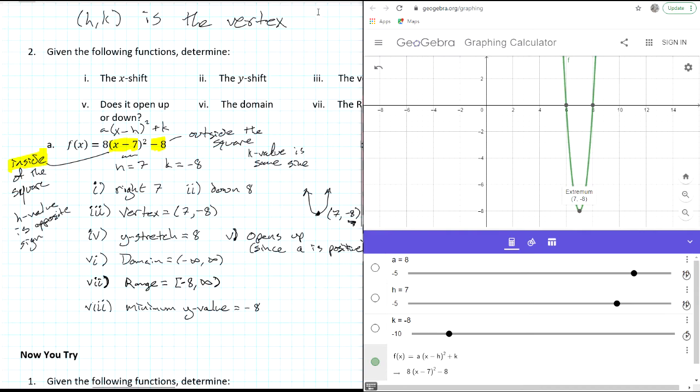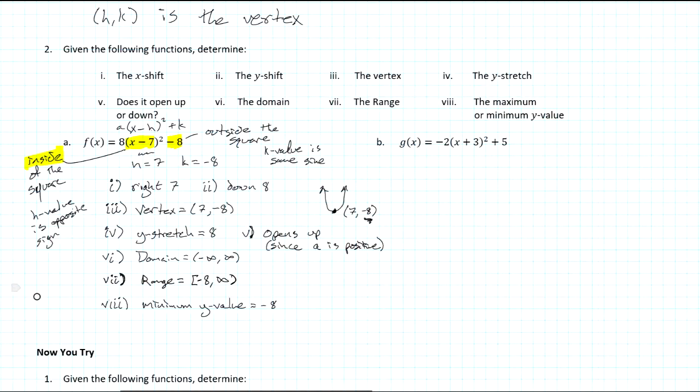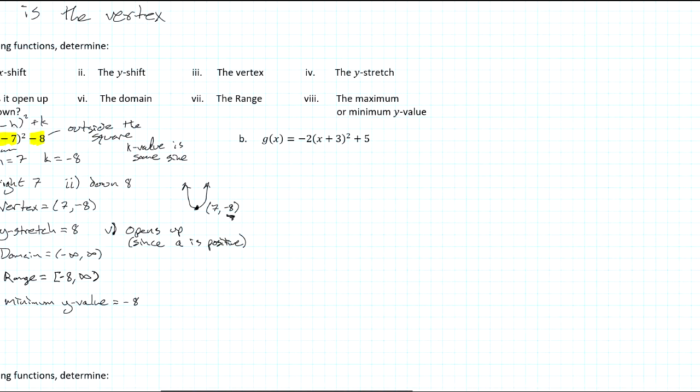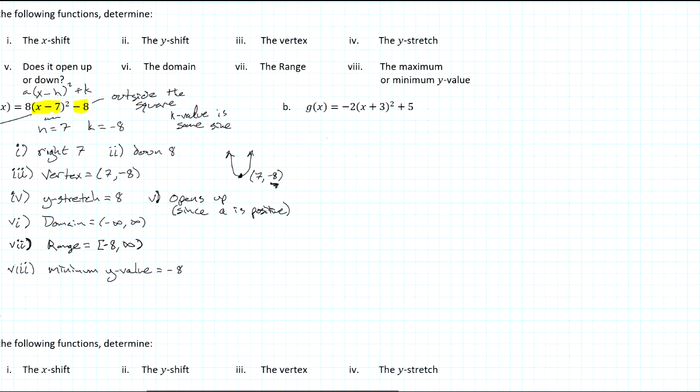All right, let's go back and try the second one. Now we have g of x equals negative 2 times x plus 3 squared plus 5. First thing we're asked for, let's just identify again that this is h. H equals negative 3, right? It's always the opposite sign of the inside. And k is positive 5. Right? That k value is the same sign. The h value inside there is the opposite sign.